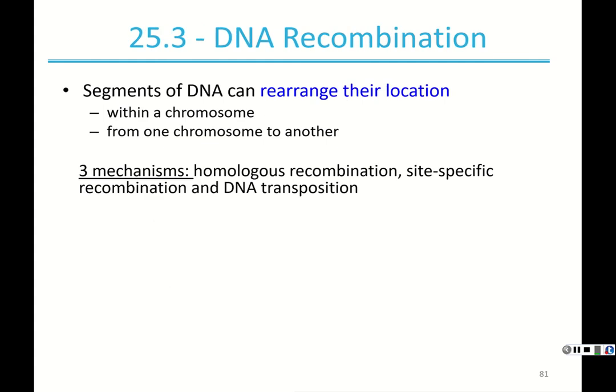And that moves us into the third section, DNA recombination. This is another way in which DNA can be repaired, as we'll see. Segments of DNA can rearrange their location within a chromosome or from one chromosome to another. Three mechanisms of that are homologous recombination, site-specific recombination, and DNA transposition. We'll see examples of each of these. Don't really fret about the exact details of these, because some of them can seem pretty complicated, but just try to understand the differences between the three.